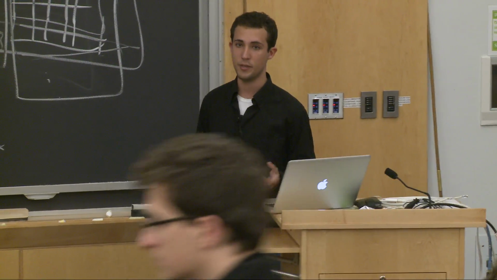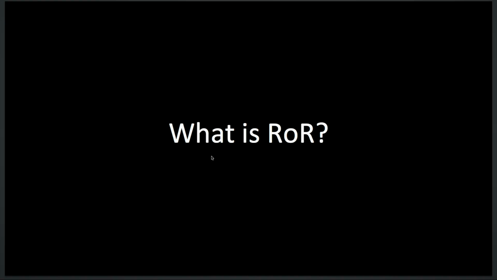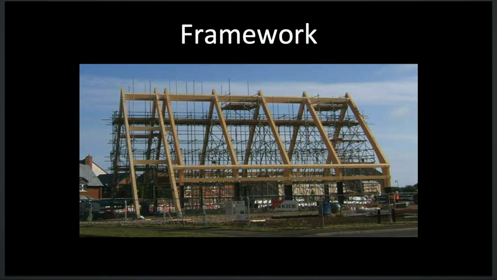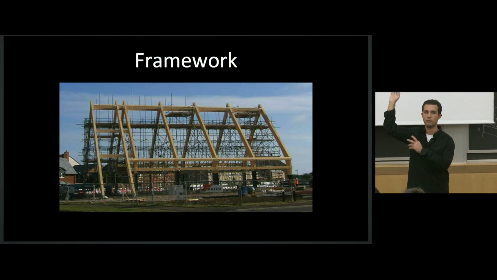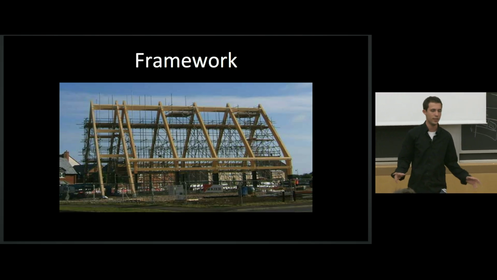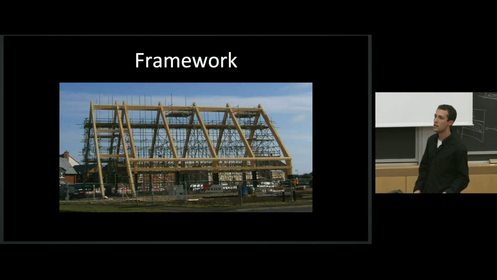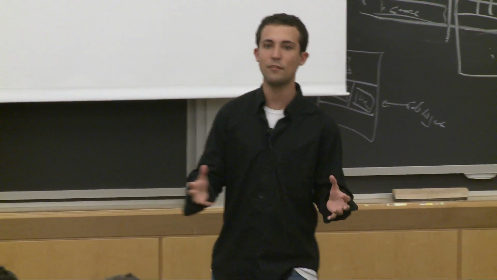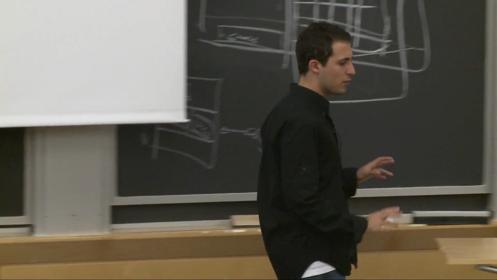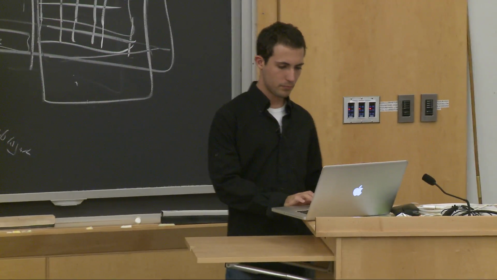So what is Ruby on Rails? Ruby on Rails, as I already said, is a framework. This is a picture of a framework. You're going to start building a house, and you already have half of the house done. That's the framework, and Ruby on Rails is exactly like that. You should think of it as you start a website, you start your web application, but you already have half of it done. But first of all, what is Ruby?